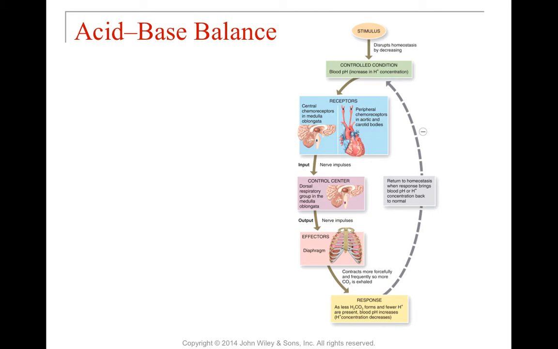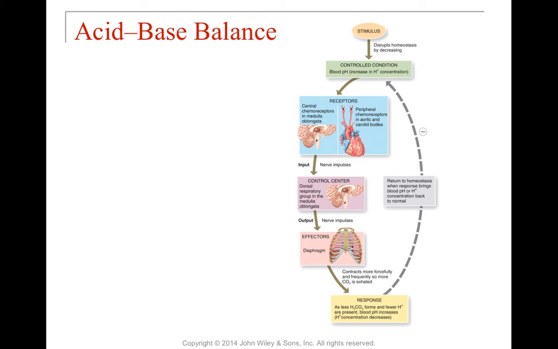Okay, so let's talk a little bit more about the acid-base balance. Anytime that we see one of these feedback loops, you want to first think about the controlled condition that we are disrupting. So we have some sort of stimulus that comes in and disrupts homeostasis. How does it do that? Well, in this case, the controlled condition is blood pH, and it is disrupted by increasing the hydrogen ion concentration. So what happens when we increase the hydrogen ion concentration? We decrease the blood pH, right?